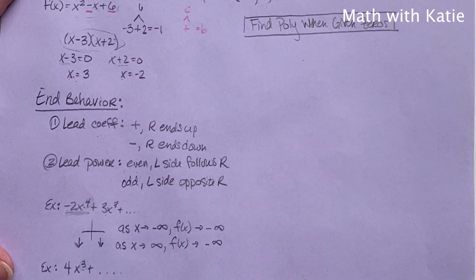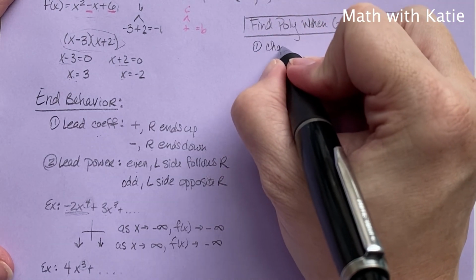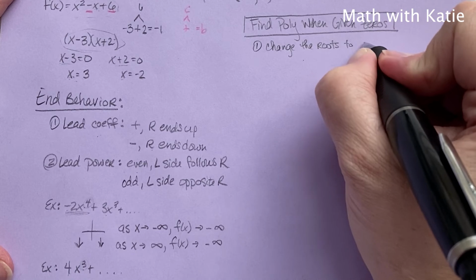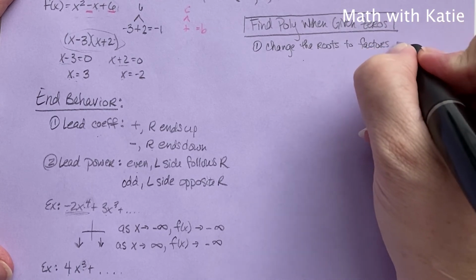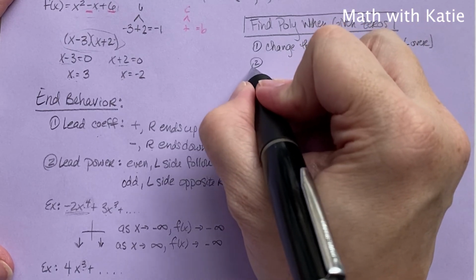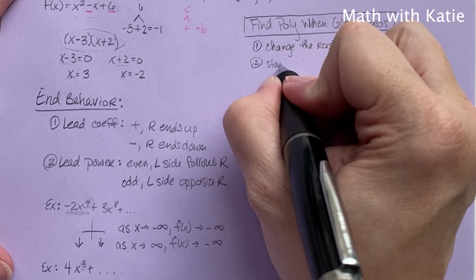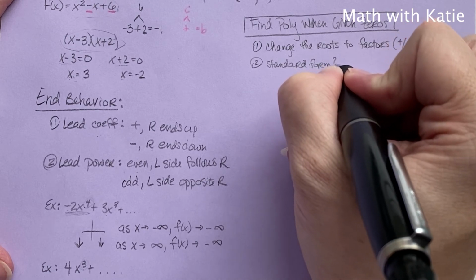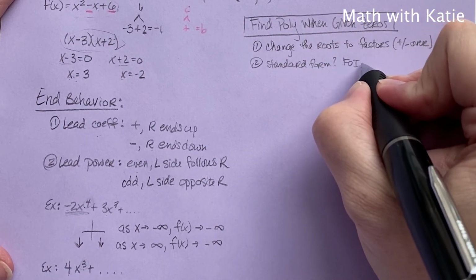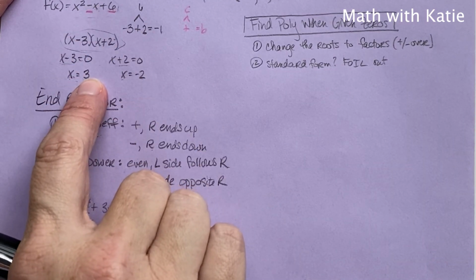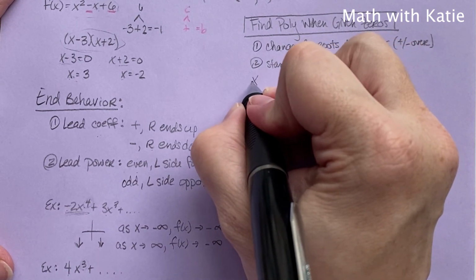We're just working backwards. So your steps are first, change the roots to factors. Okay, so add or subtract over. And then number 2, if they're asking for standard form, FOIL out.